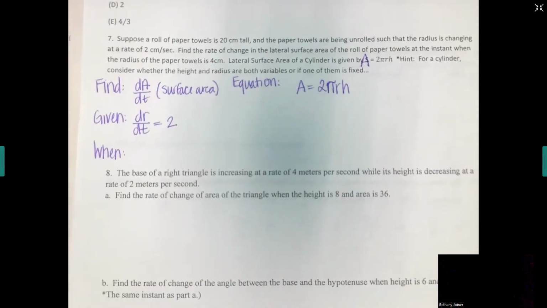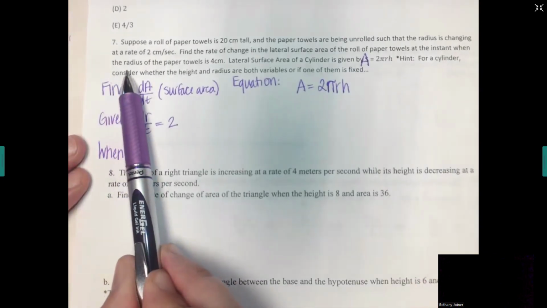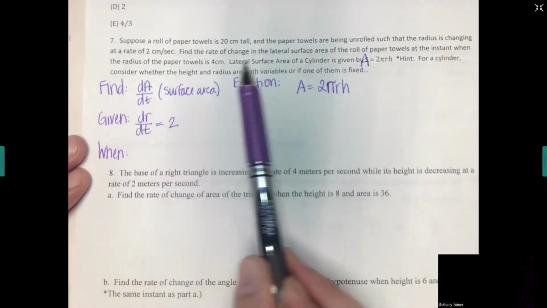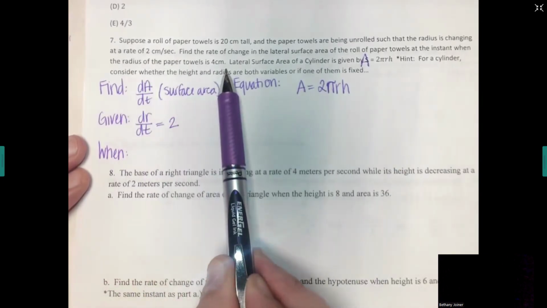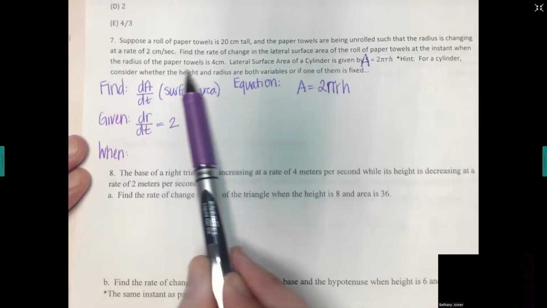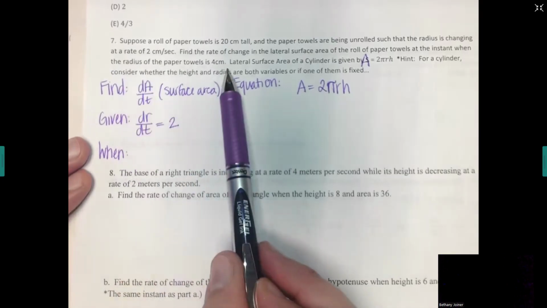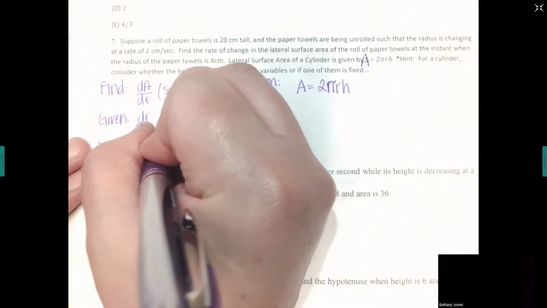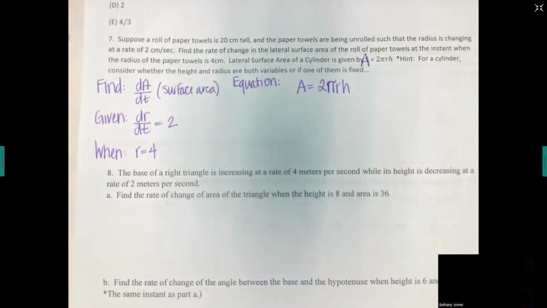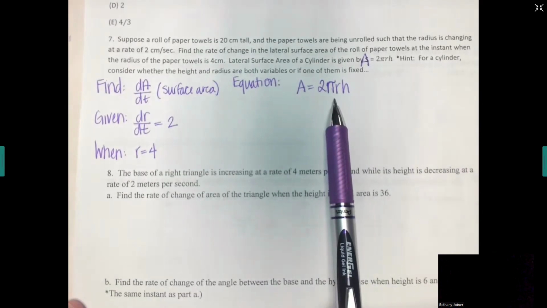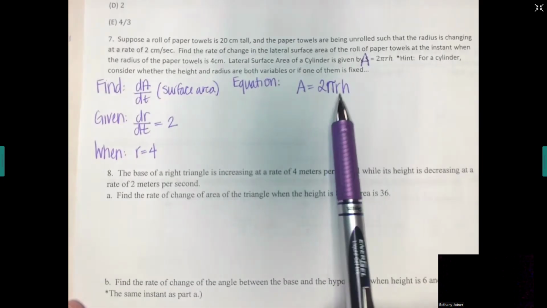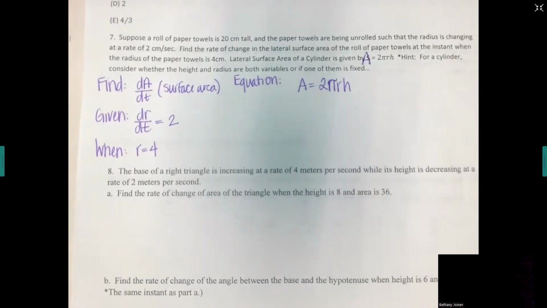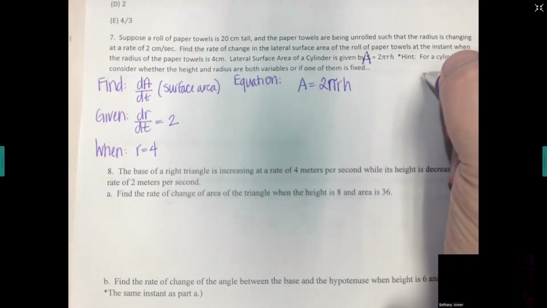Then my when, did it give me a when? It says when the radius of the paper towels is 4. Correct. So we're going to draw a quick little picture, and here's why. If I take the derivative of this right now, I need product rule, because what two variables am I multiplying? 2 pi r times h. That's product rule. Let's think about if we need to do that.